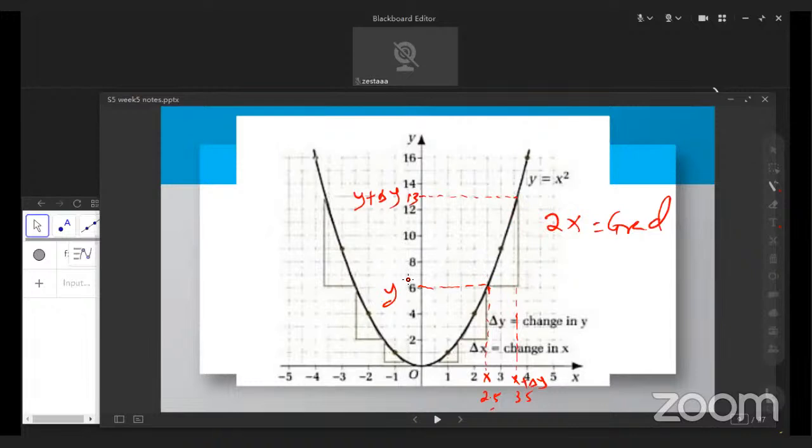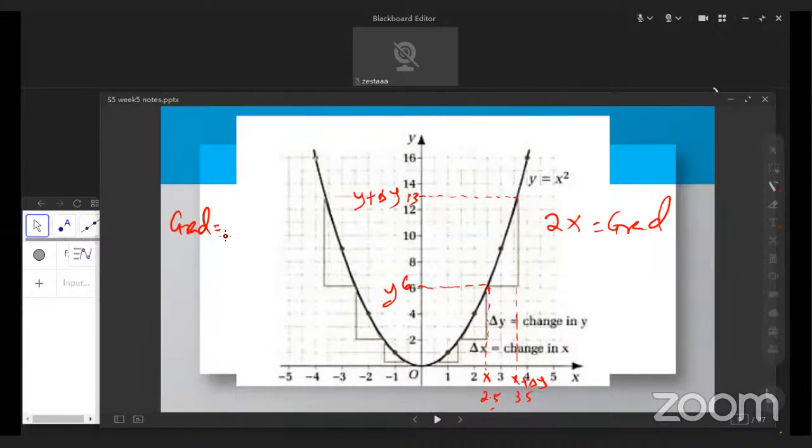Your y is 6, your change in y is 13, and then your x is 2.5, and your change in x is 3.5. Can you get for me the gradient of this point here? Get me the gradient. Yes, someone to get us the gradient? By show of hands. Yes, Joshua? Can you hear me? Yes.